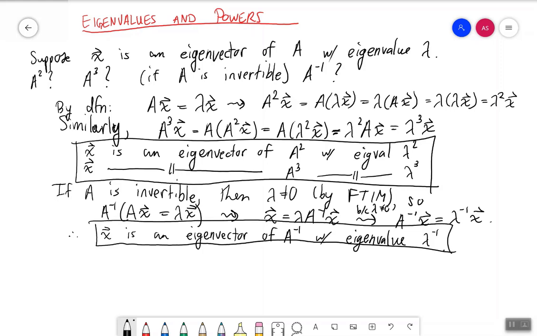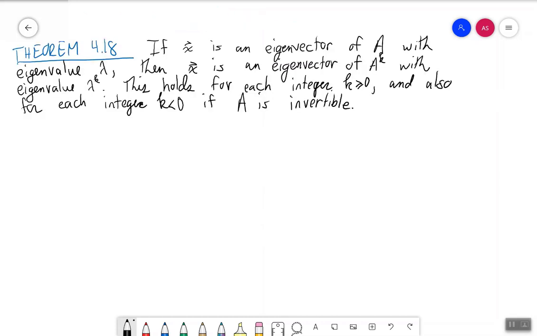We can summarize this and even generalize this to give the following theorem. If x is an eigenvector of A with eigenvalue lambda, then x is an eigenvector of A to the k with eigenvalue lambda to the k. And this holds for each integer k greater than or equal to 0. That's always true. And it also holds for each integer k less than 0 if, in addition, A is invertible.